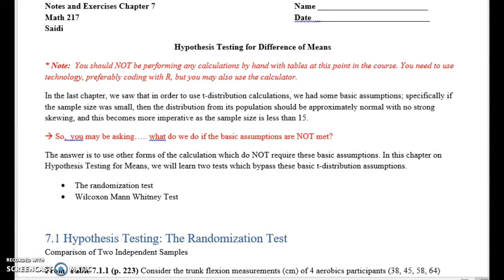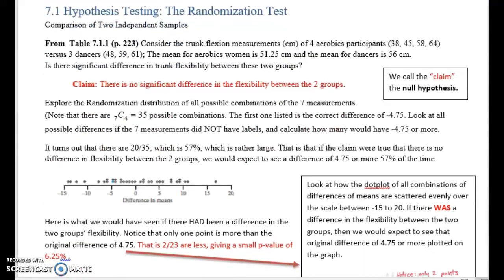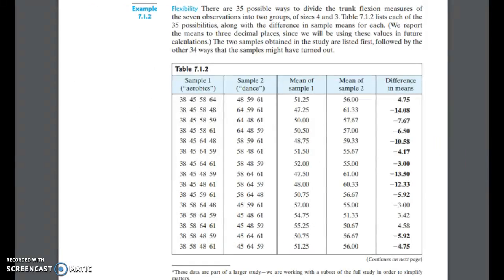And so the answer is that we can go with some other tests, such as the randomization test or the Wilcox-Mann-Whitney test. And I will be showing you the randomization test first, and I hope that you're going to follow in the textbook on page 223 with the table, because the table is really going to help you. So here's what the table looks like.